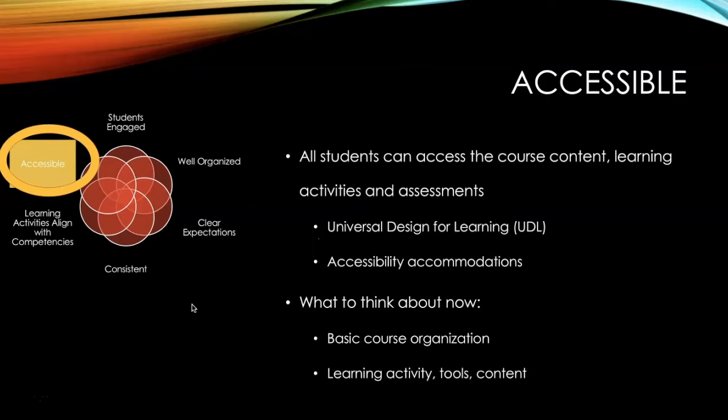I'm going to just talk about each of these individually. So when I talk about accessible courses, all students can access the course content, the learning activities, and assessments. This really is a huge part of Universal Design for Learning, or UDL, and all of your accommodations related to accessibility for students. Those are generally defined by your institutions and will be set up by your institutions, but you'll need to make sure that you're aware of all of these components so that your course is accessible.